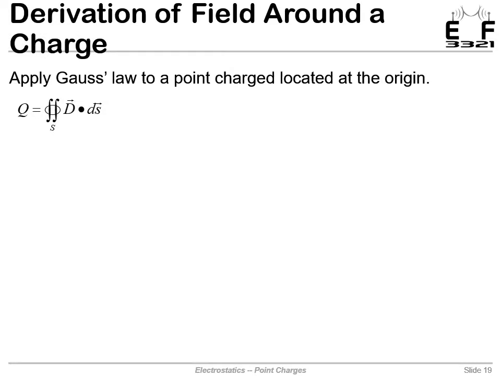Now this is new. I just want to take a few minutes to do a very brief derivation of that equation, more just to show that that equation actually comes from Gauss's law. It's a consequence of Gauss's law, so it's not pulled out of thin air. So if we imagine a charge at the origin and we want to calculate the field around it, we apply Gauss's law to a point charge located at the origin. And so what we'll do is we'll set up a spherical surface. We'll integrate the electric flux around that surface, and that will give us the total charge.